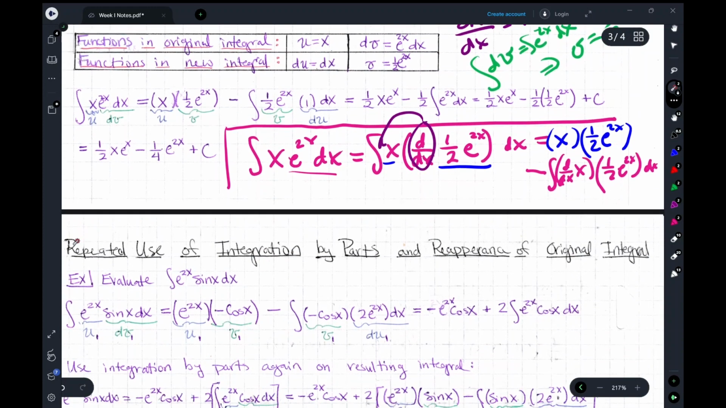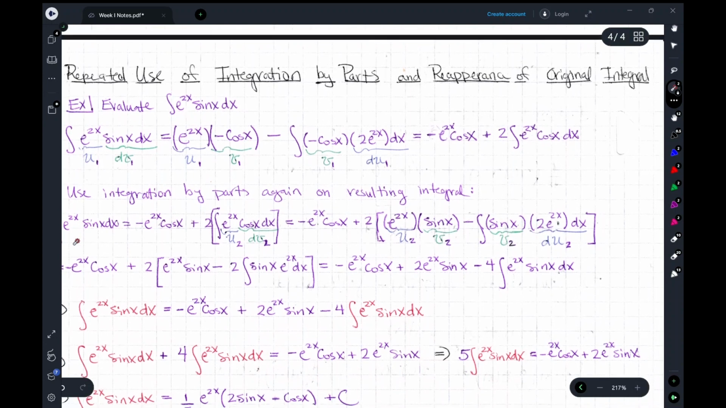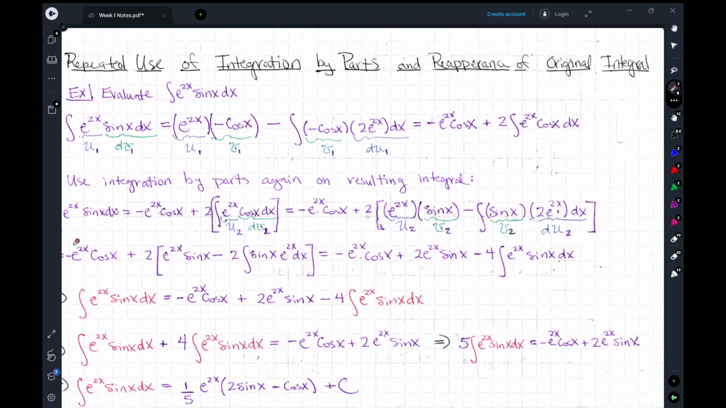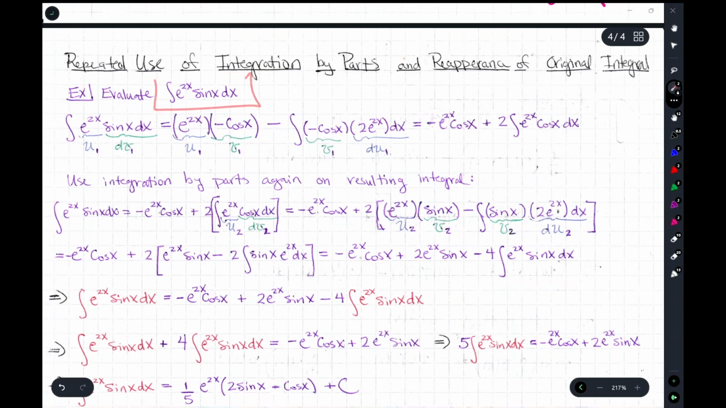So let's now look at another way we could use integration by parts. Okay, so here we start with that integral right there. Now, why would I want to use integration by parts there? I mean, if I keep integrating or taking derivatives of e to the 2x, I'm going to keep getting expressions that are proportional to e to the 2x.